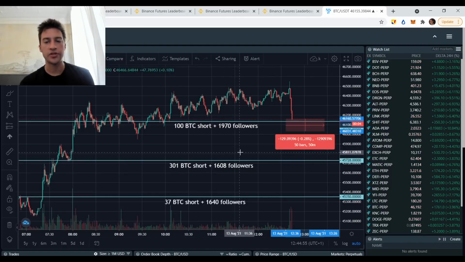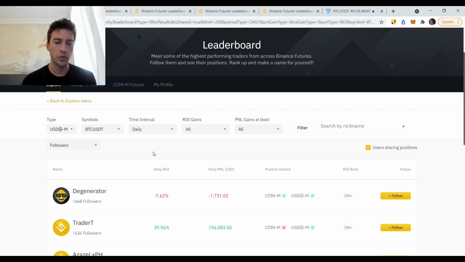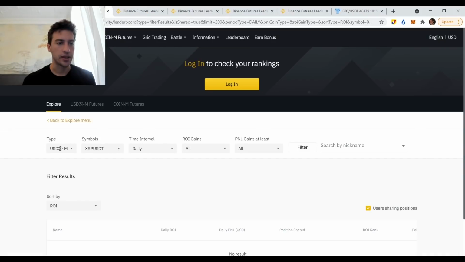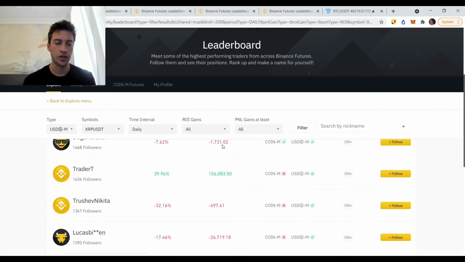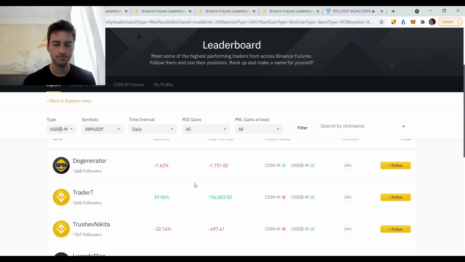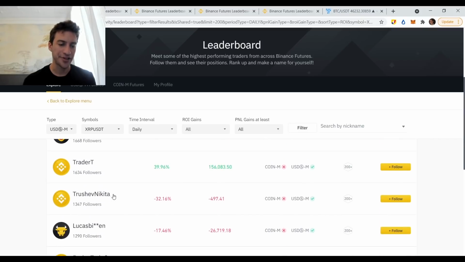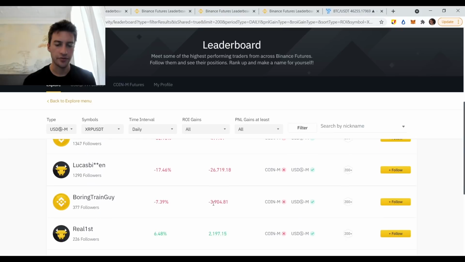So this is a strategy that I like to do. And if you want to learn how to do this as well, basically you can go to this or this. You click the coin that you want to analyze. So let's say we want to look at XRP. And then I like to look at daily. I click filter. I'm going to X that guy out before. And I'm going to filter by followers because I want to see the traders that have a fair amount of people on them. And you can see all the people here who have followers.